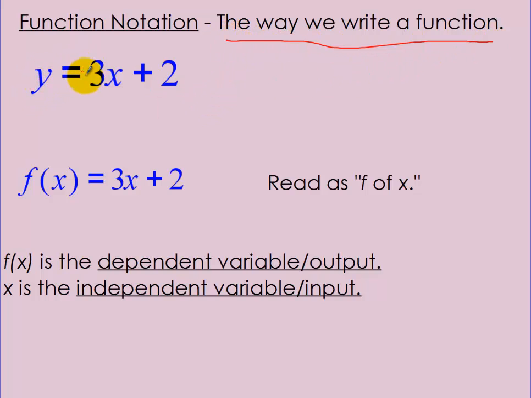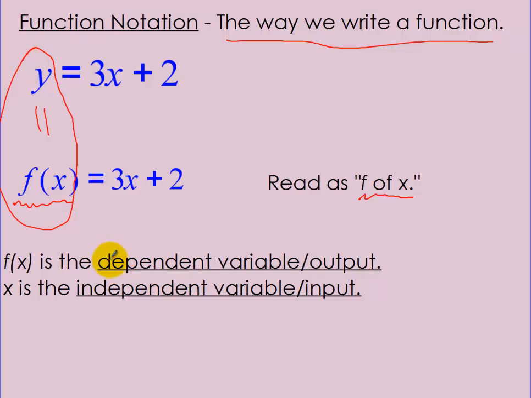So you're used to writing y equals 3x plus 2 to write the equation for a line, right? Well, function notation changes this a little bit. We say f of x equals 3x plus 2. You read that as f of x. This is the same function here. So this is not f times x. This is f of x. This is saying y and saying f of x. These are saying the same thing.